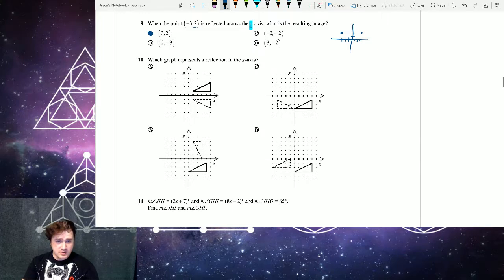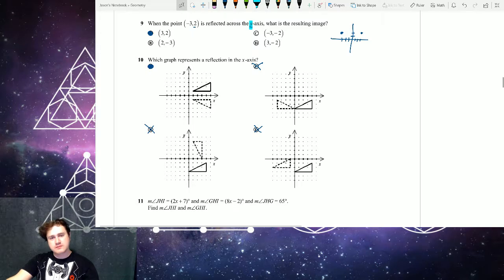B, well, that's not in the same orientation. It does not look like a flip to me. So B does not work. C, yeah, well, that flips, but it's not flipping over the x-axis, it's flipping over the y-axis, so wrong. And then D, that's not a flip at all, that's a translation, so that does not work. So yeah, A was the correct choice all along.